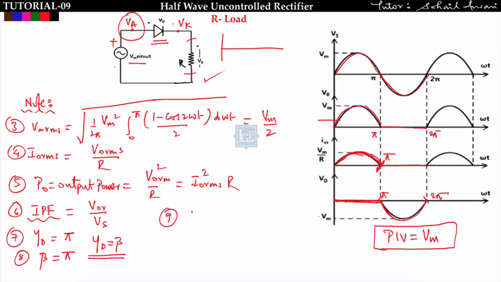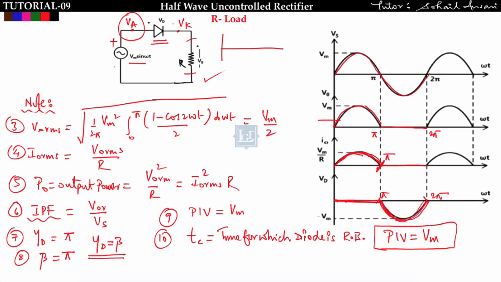The 9th point is the peak inverse voltage of the diode. The peak inverse voltage is nothing but Vm. And the 10th point is circuit turn-off time. Circuit turn-off time is defined as the time for which the diode is in reverse bias. Here I am taking the device as a diode, so circuit turn-off time is the time for which the diode is reverse biased. If I take a thyristor in place of the diode, then the circuit turn-off time is the time for which the thyristor is reverse biased.